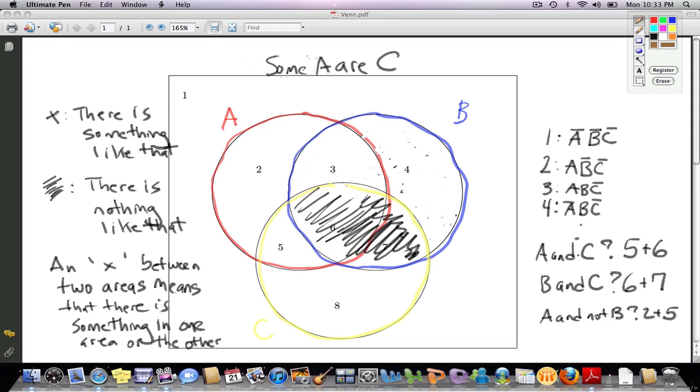Now I'm going to talk about this as I erase what we have here in the middle. I'm talking about a different claim. By the way, what we're trying to do when we diagram these claims is say what they mean logically, not what we think is true.